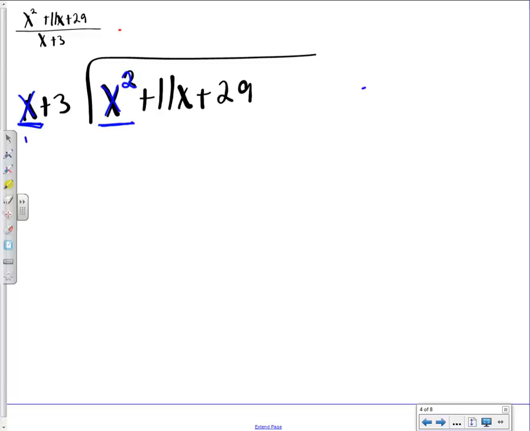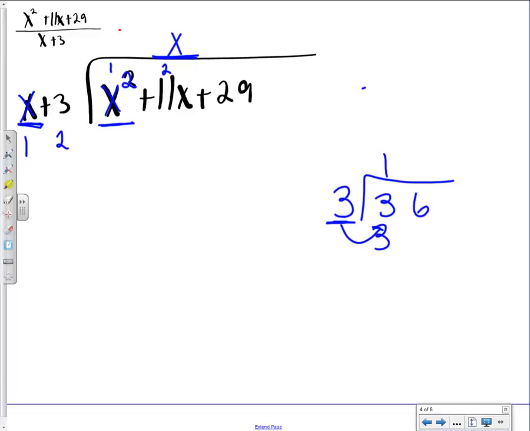I want you to see that I have 2 terms outside, so I have 1, 2 terms here. This is where my first answer is going to go. And I'm going to put an x here. Okay, let me give you an example of what I'm doing. How do I get this to become this? Multiply it by 1. 1 times 3 is 3. When you subtract, you get 0. You bring your 6 down, and then we're going to move on to this other piece.